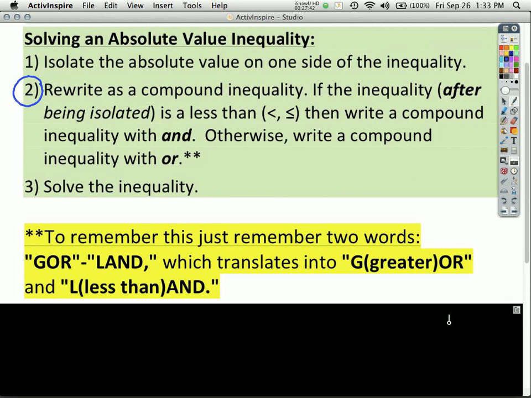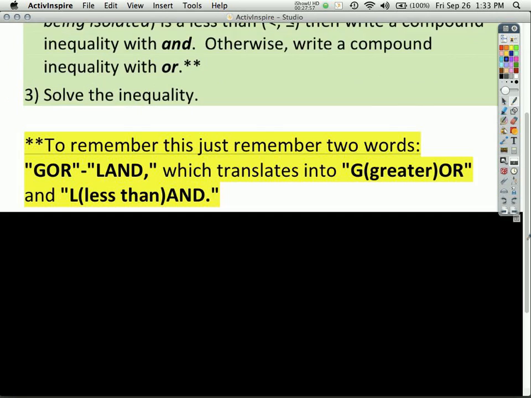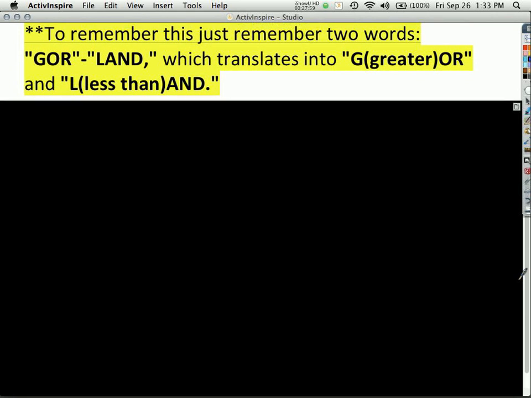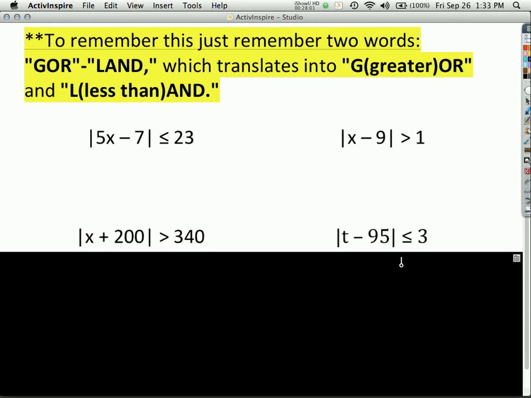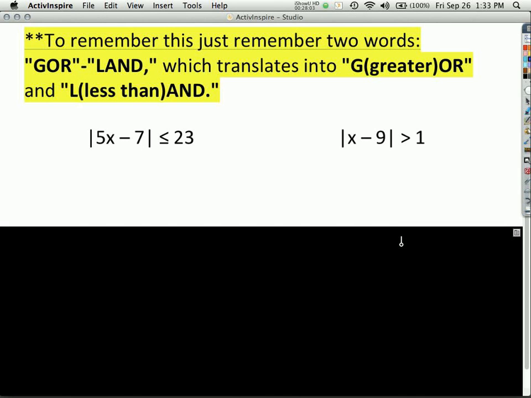So we're going to practice the idea of Goreland. We're not going to worry about step number 1, and we're not going to worry about step number 3 to start with. We're only going to worry about step number 2 and how to apply this memory device, Goreland. And we're going to do it by doing some rapid-fire conversions. So we're going to start with the one on the left. The absolute value of 5x minus 7 is less than or equal to 23.